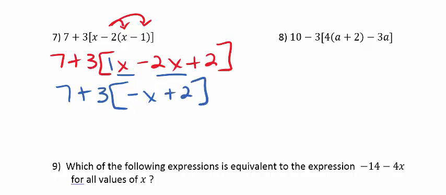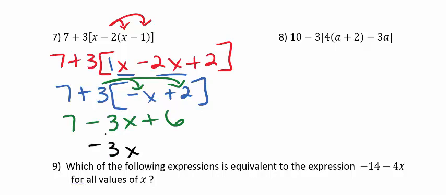Now we want to distribute this 3 to everything inside of the brackets. So we rewrite this as 7, and then 3 times negative x is a minus 3x, and then 3 times 2 is 6. And to finish up, we have a negative 3x, doesn't have anyone to combine with, and then we can add the 7 plus the 6, and that's going to be 13.